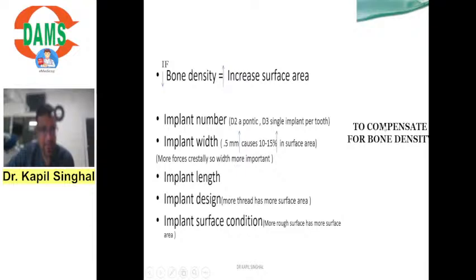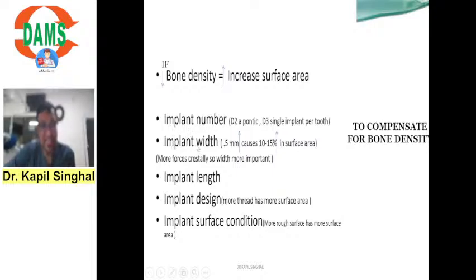Now in case the bone density is less, how will we compensate for it? So what I'll do is, if my bone density is less, I will increase the total surface area of my implant. And how could I do this? I can place more number of implants. I can increase the number of implants.